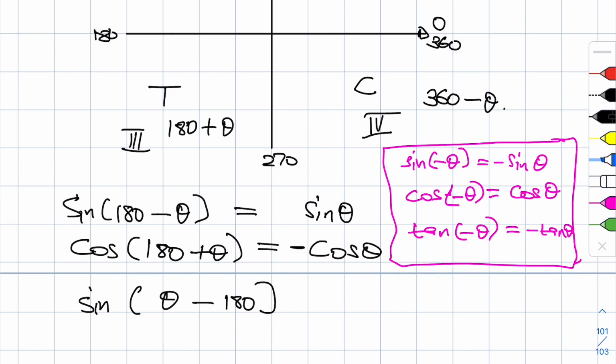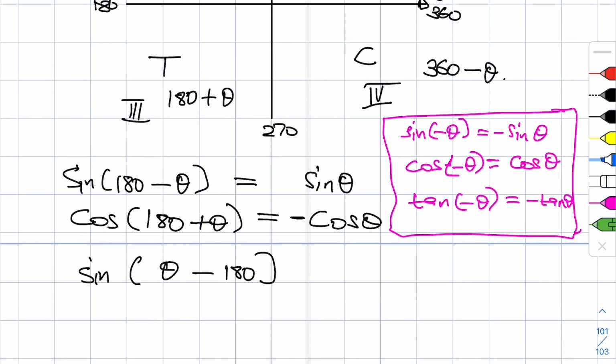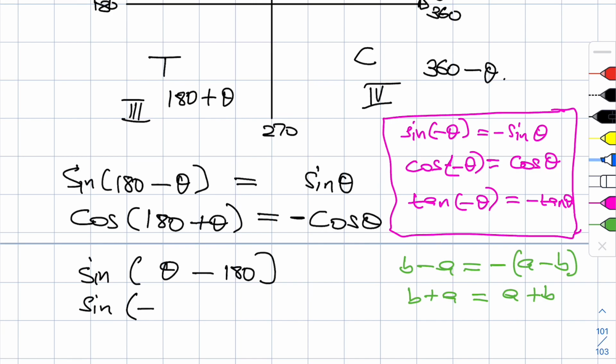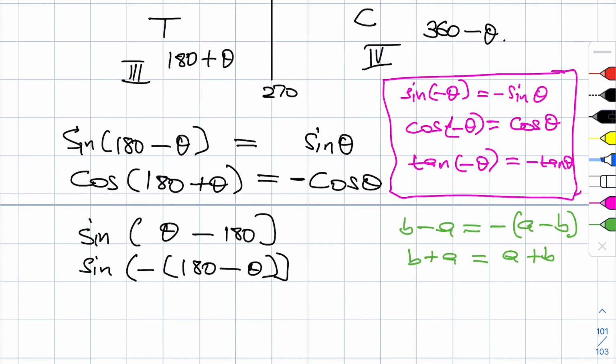Now we're going to use the law of algebra that says if I have b minus a, I want to change this to a minus b. I just take out a negative, then I swap a and b, so that's a minus b. But if it was b plus a, both positive, then you just swap without taking out a negative, we just say a plus b. So here we do the same thing. Sine theta minus 180, you're just going to write sine, and then you take out a negative, then this is 180 minus theta.